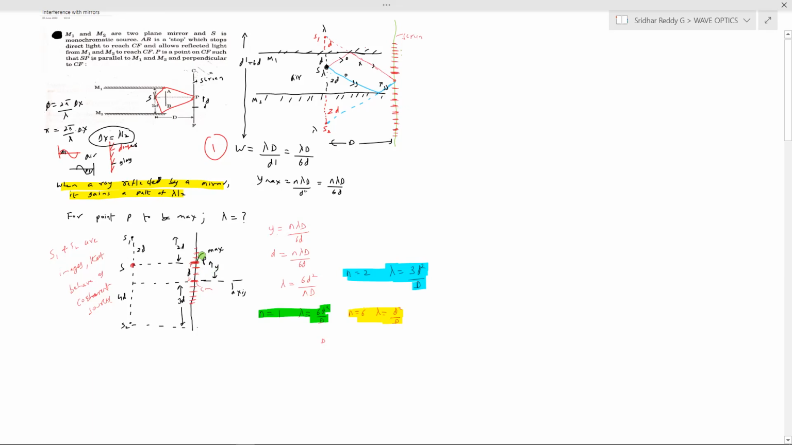So where does the point P lie now? At a distance D. So what is the condition for point P to be maxima? Y should be equal to n lambda capital D by 6D. So what is Y from the diagram? The point P is at a distance D from this one. From the mirror, it is at a distance 2D and he has given this distance as D. So put Y equal to D from the axis. Solve for lambda. Lambda equals how much will we get? 6D square by nD. Put n equal to 1. If it's the first order maxima, there's one wavelength. Put n equal to 2, there's another wavelength. Put n equal to 3.